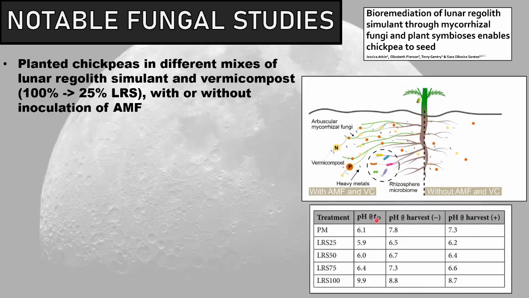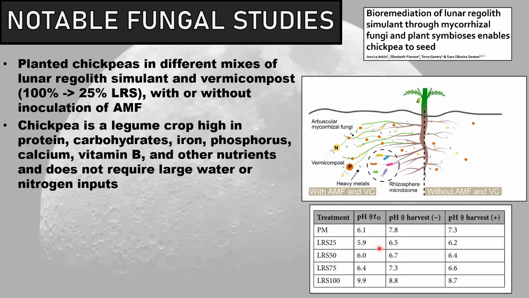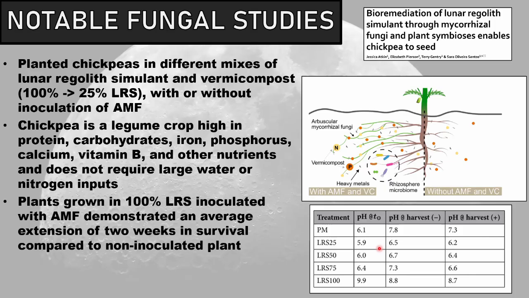They looked at different pH and it did shift. And why they chose chickpea: it's a legume crop, it has high protein, etc. So it's fairly stress resistant, so it would be a good use. And they found that while plants grown in nothing but regolith did die, the ones with the AMF inoculation survived on average 2 weeks longer.